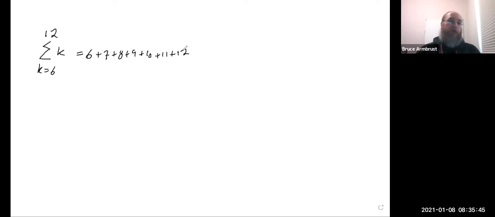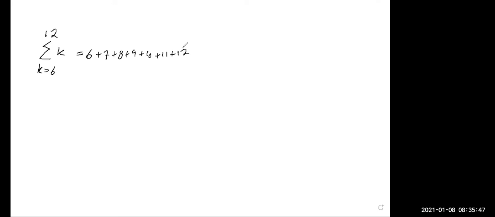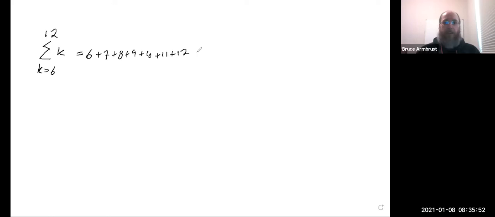So if we just brute forced it, this is going to give us, let's see, 6, 13, 21, 30, 40, 51, 63, I think, is the answer to this, which is great if we just want to write them out. But I'd rather not do it this way, because what if these numbers get really big, right? Like what if this was k equals 6 to 120? I don't want to write out all the numbers from 6 to 120 and then add them all up. That's going to take forever.